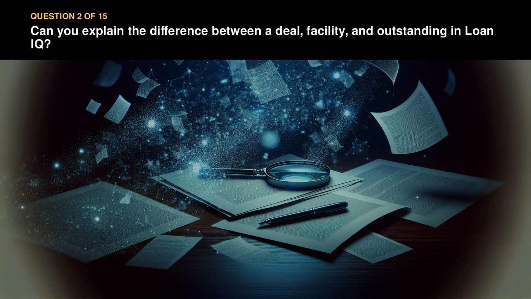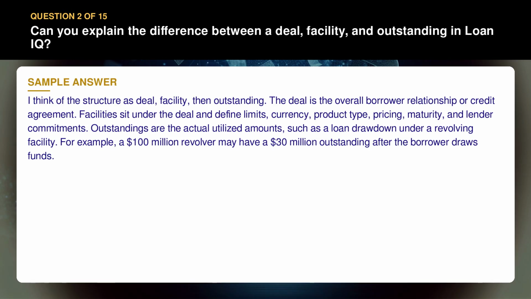Question 2. Can you explain the difference between a deal, facility, and outstanding in Loan IQ? I think of the structure as deal, facility, then outstanding. The deal is the overall borrower relationship or credit agreement. Facilities sit under the deal and define limits, currency, product type, pricing, maturity, and lender commitments.